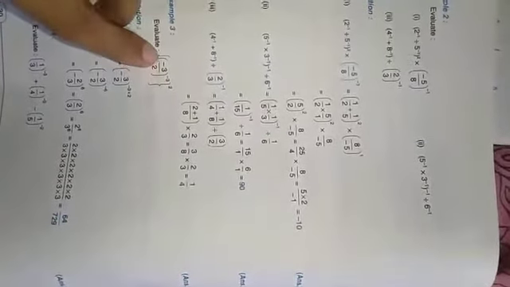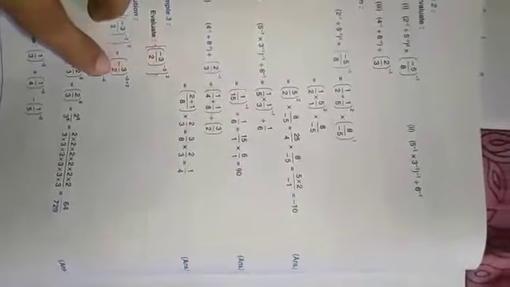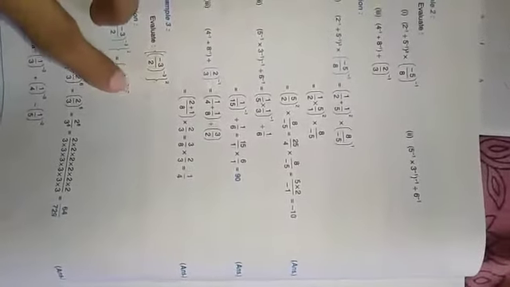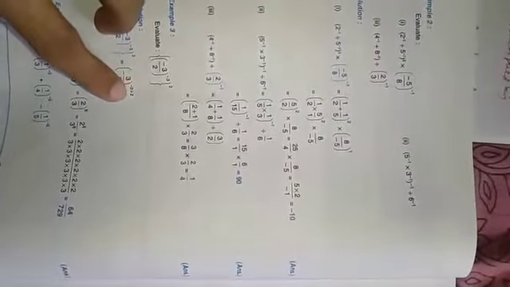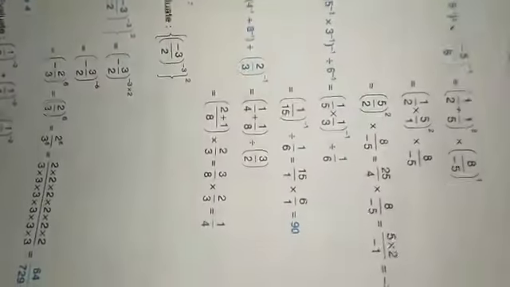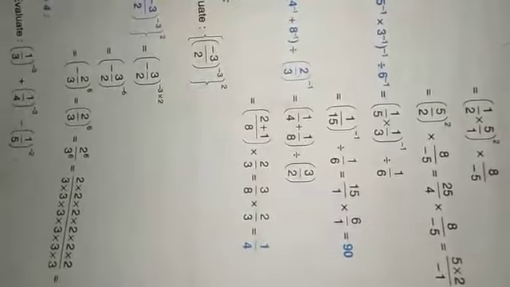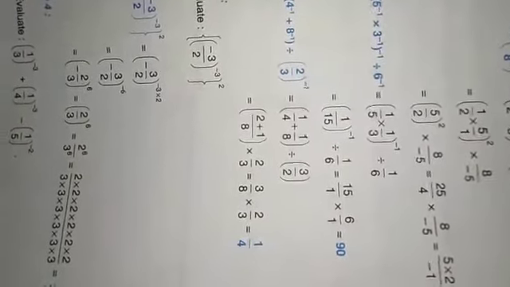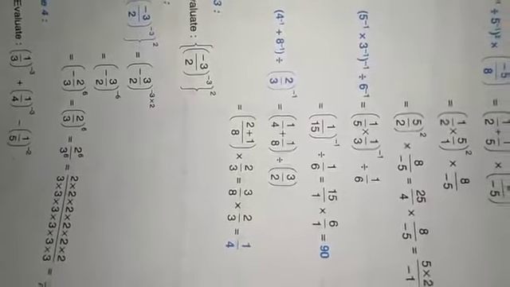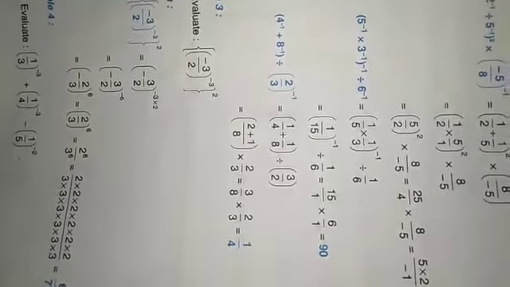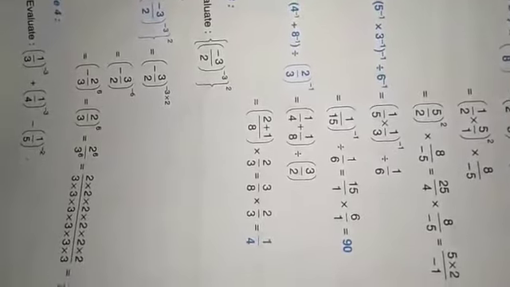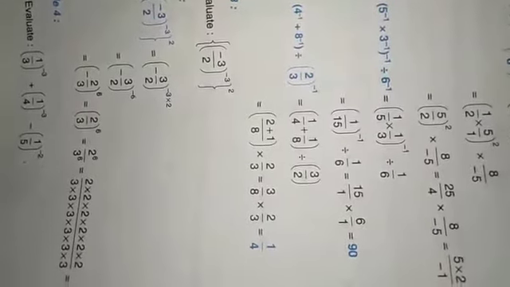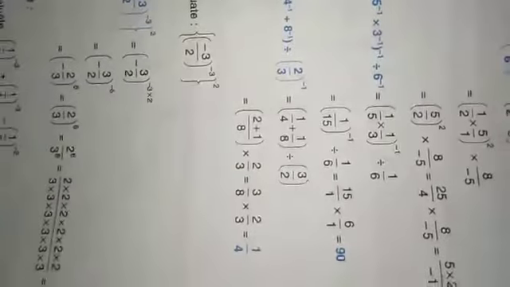So according to the same rule, (-3/2)^(-3×2). Minus 3 into 2 means minus 6, so (-3/2)^(-6). (-3/2)^(-6) means 1 by (-3/2)^6, which means (-2/3)^6. So (-2/3)^6 means (2/3)^6.